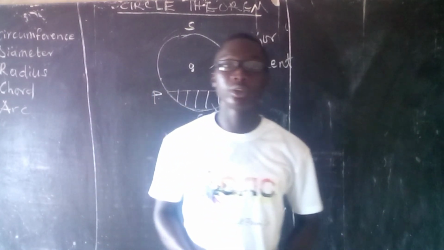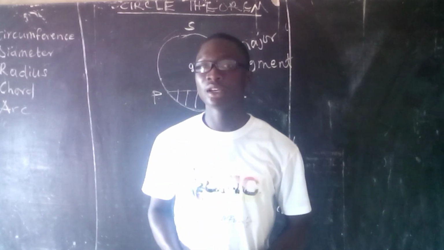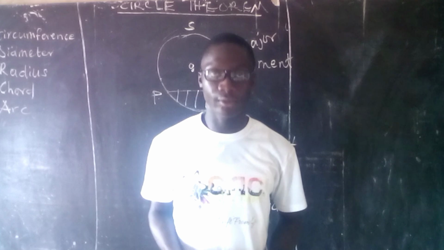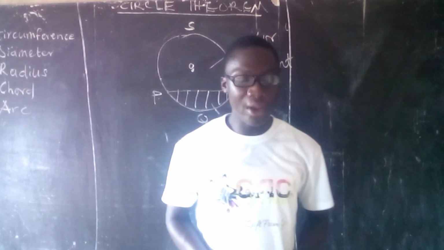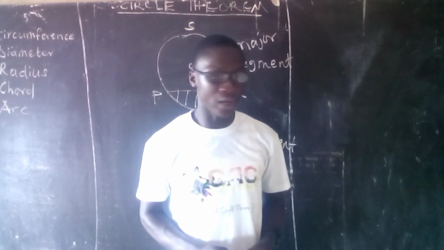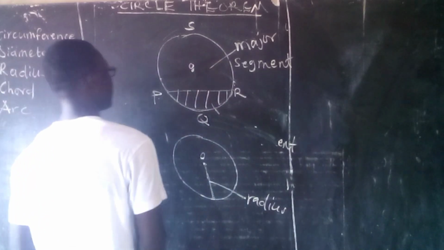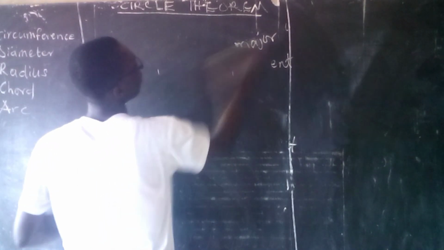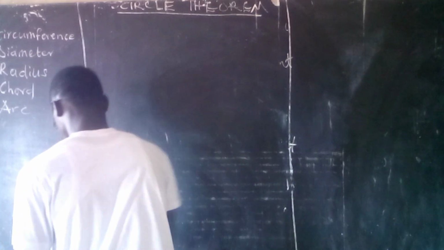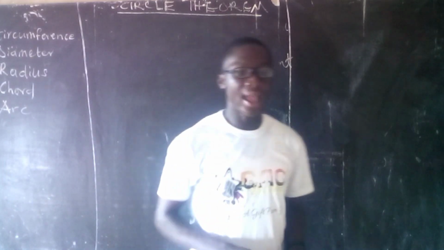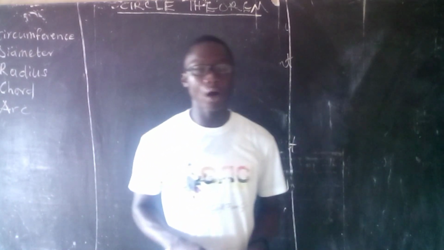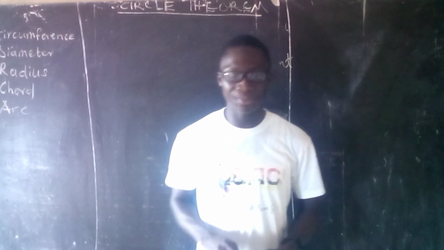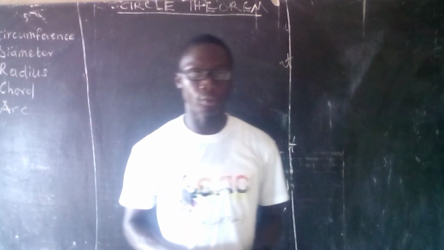Let's move on to the properties of circle theorems, the properties of a circle. Our first property is that the angle a chord or an arc subtends at the circumference in the same segment of a circle are equal.